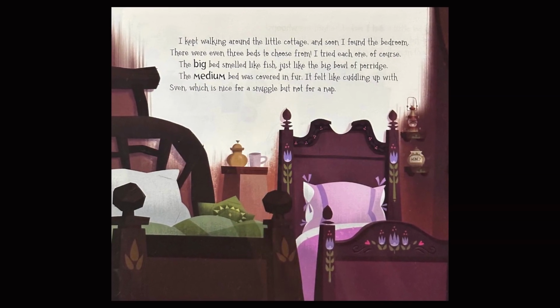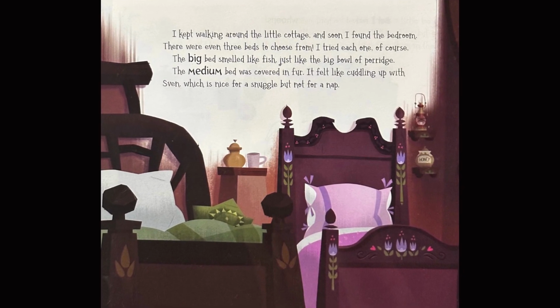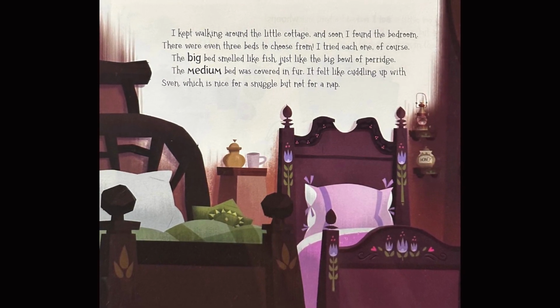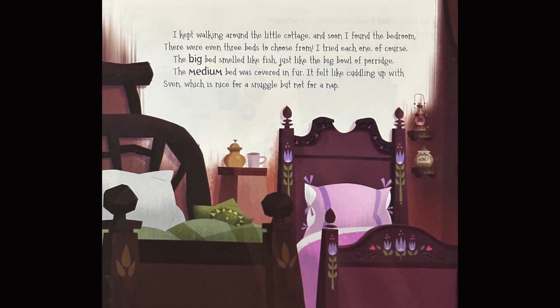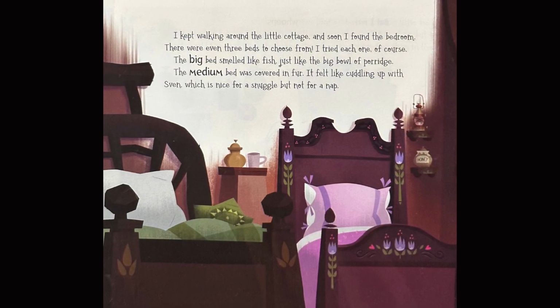I kept walking around the little cottage, and soon I found the bedroom. There were even 3 beds to choose from. I tried each one, of course. The big bed smelled like fish, just like the big bowl of porridge. The medium bed was covered in fur. It felt like cuddling up with Sven, which is nice for a snuggle, but not for a nap.